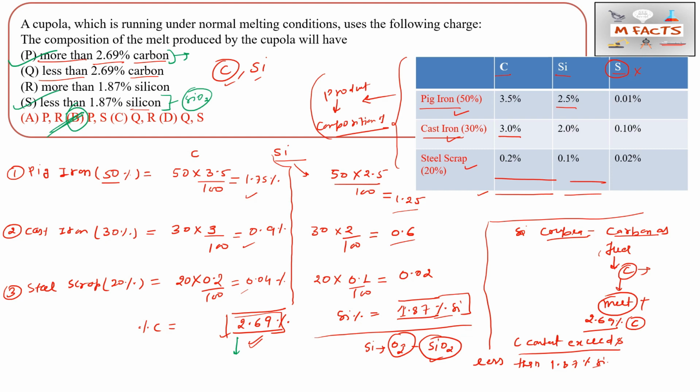I hope you understood this question. This question is very nice for the extractive metallurgy part. You can also practice these types of questions from previous year papers. This question is actually from a previous year only. It is just a common sense type of question. You should just know the function of the cupola furnace, how it works, and what fuel is used in it. So that's why we can do this question. You can consider this an important question for GATE 2021.